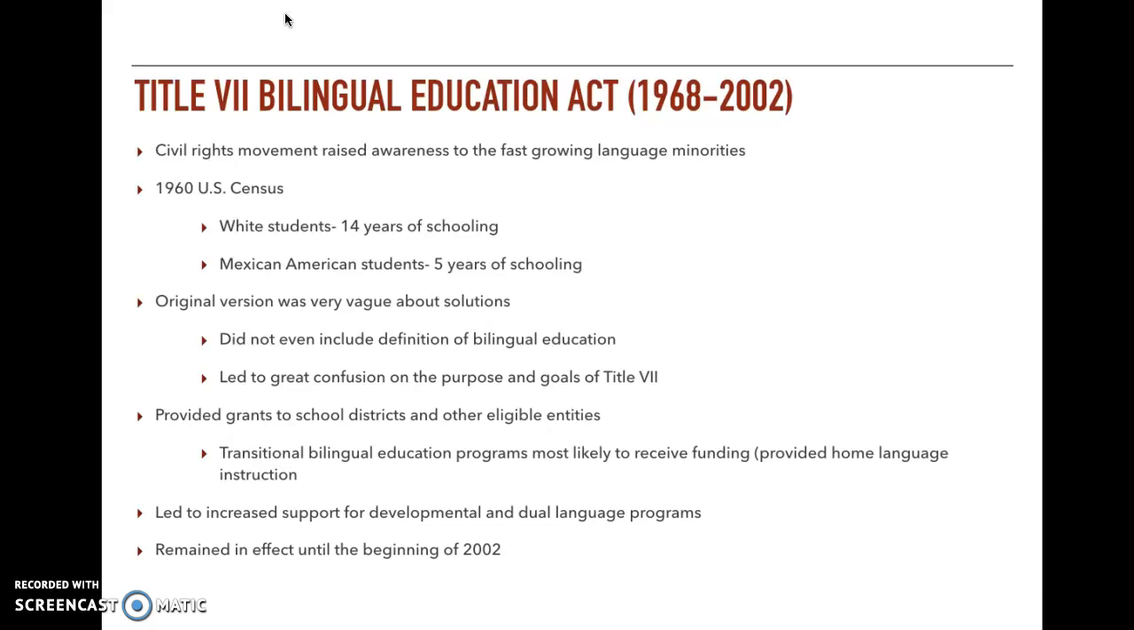The original version of the Bilingual Education Act was very vague about solutions and didn't even include a definition of bilingual education. This led to more confusion regarding the purpose and goals of Title VII. Since 1968, the ESEA has been altered many times. With each change, the focus of the law remained constant, which was to help ELLs become fluent in English. However, they expanded the types of programs eligible to receive funding. This act remained in effect until 2002.